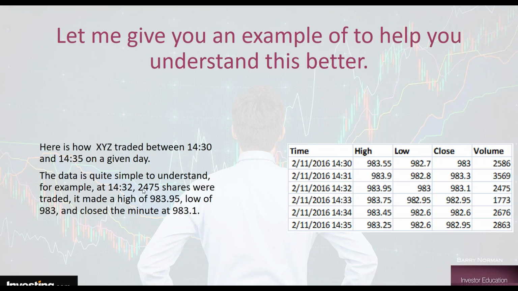For example, at 1432, which is, let me put my marker on here for you again. At 1432, the price was 983.1, and volume was at 2475. It made a high of 983.95 and a low of 983 and closed at the minute at 983.1. Very simple. You know how to read the prices. This is just standard price. We haven't done anything with it at all yet.